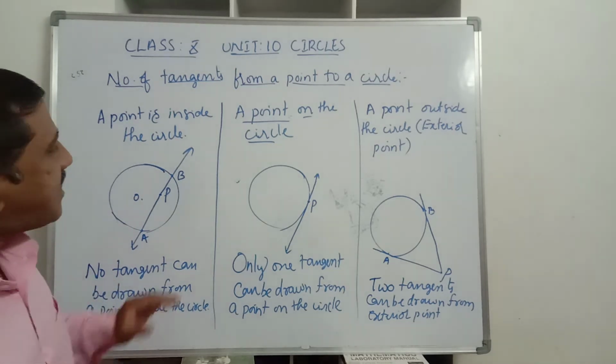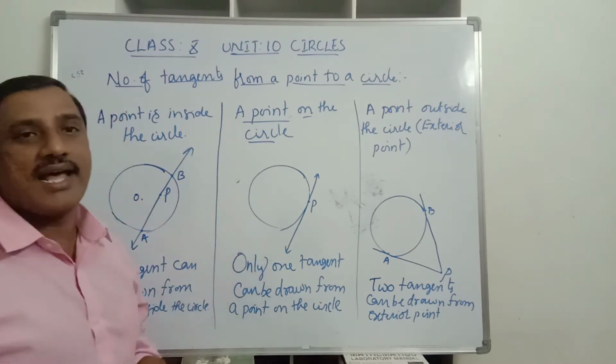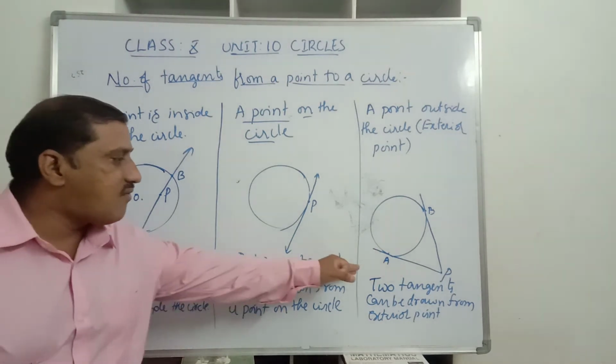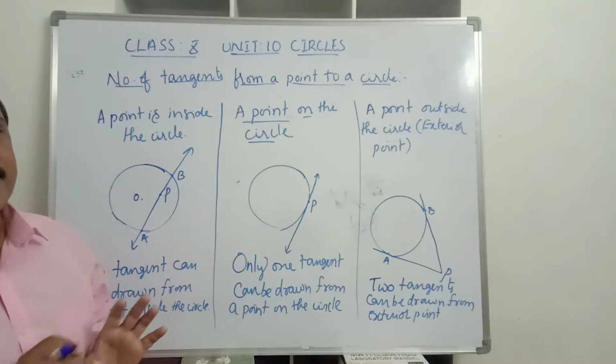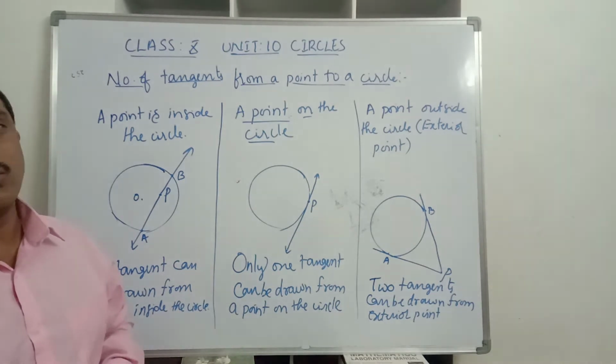And how many tangents can we draw from a point on the circle? Only 1 tangent is possible. And if the point is outside, that is an exterior point, we can draw 2 tangents. It is possible to draw 2 tangents.